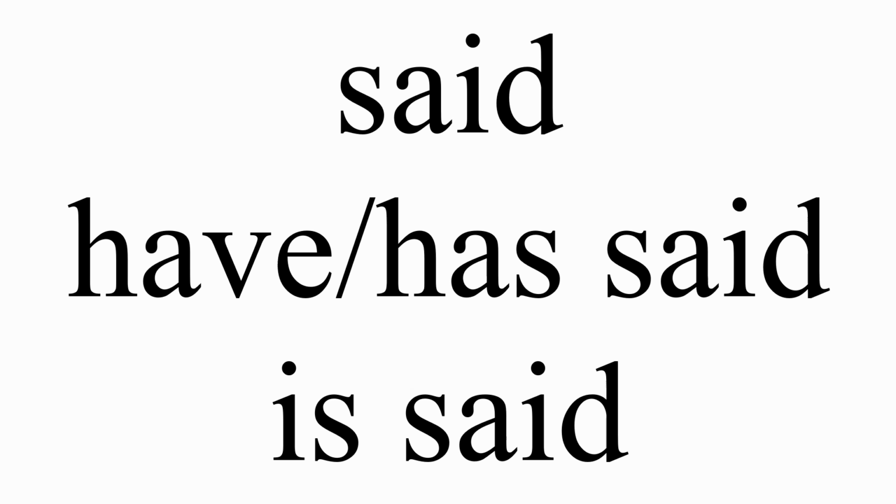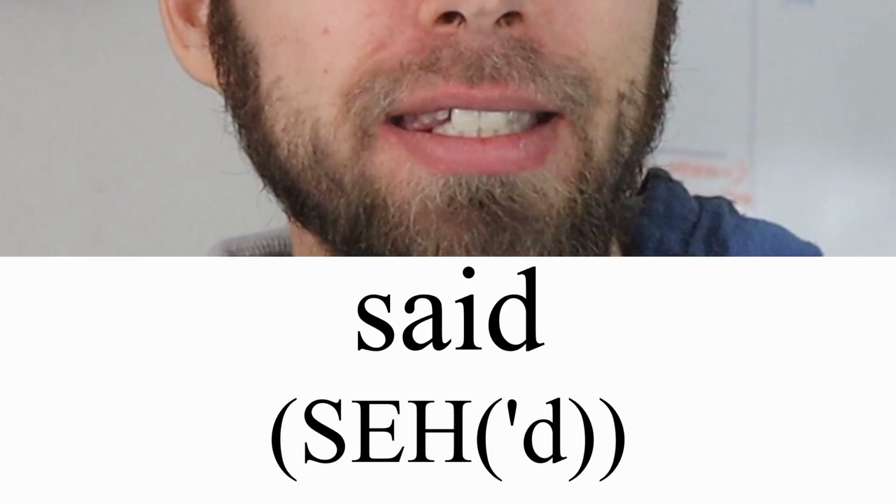Now this is actually kind of easy to remember because the past tense, or also that third form with the present perfect, or the passive, like has said, is said, that is S plus E, the third vowel, and then a D, which of course by default is stopped, said.